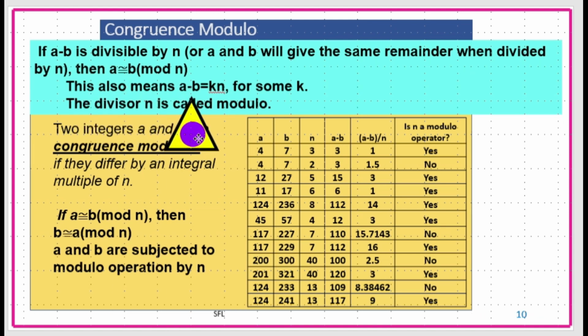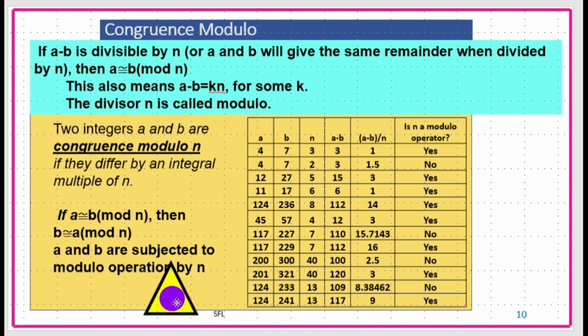This also means a minus b equals kn for some k. That is, a minus b will be k times a multiple of n, that is, a multiple of the divisor. The divisor n is called modulo. Two integers a and b are congruent modulo n if they differ by an integral multiple of n. If a is congruent to b mod n, then b is also congruent to a mod n.